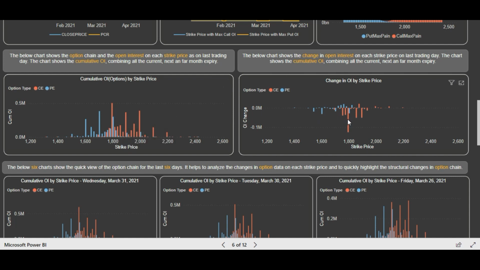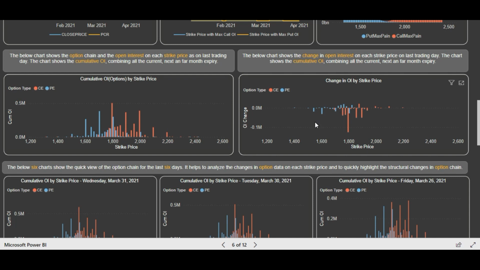So you see there that call unwinding was done. So it is a positive sign for the stock that on the last trading day the call open interest was at 1800 and the call unwinding took place with the rise in the stock. So you see on Friday that the price rose and there was a call unwinding, and put writing was done at 1800. Slight put writing was done just below 1800. So it is a slightly positive sign.